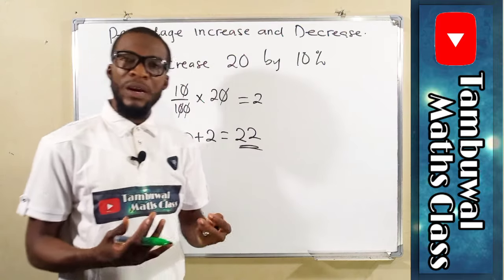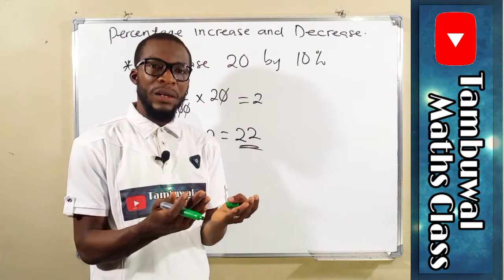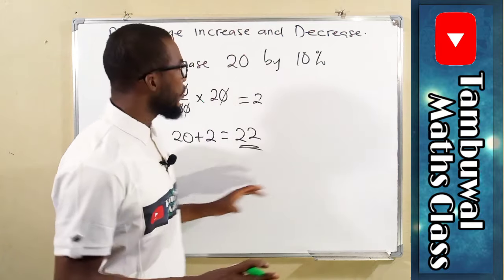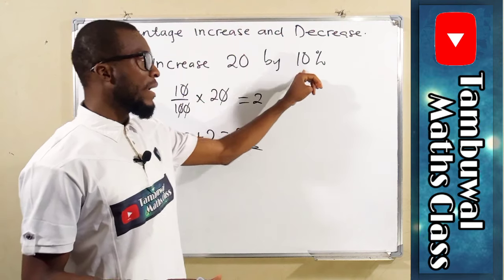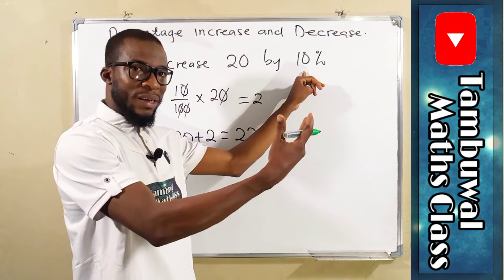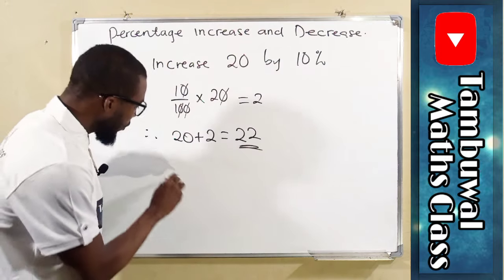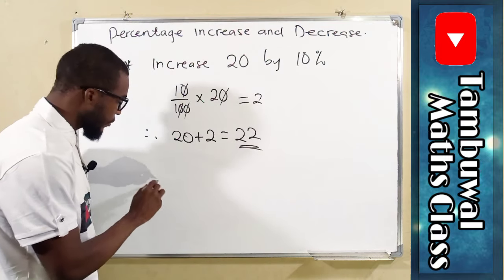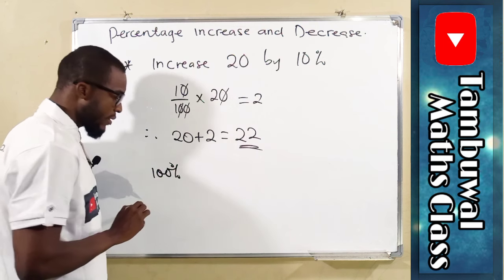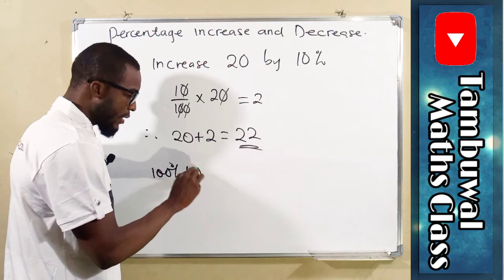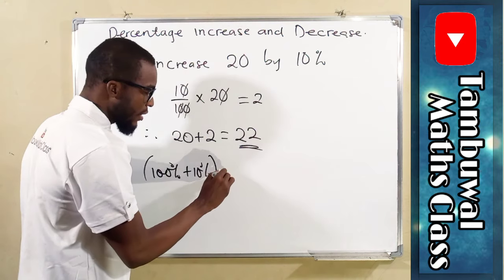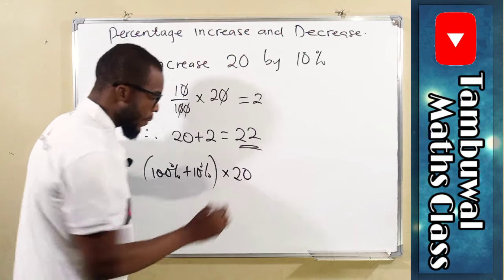Another approach, remember I told you, every number in its original form is 100%. So to increase that number by any percent, all you need to do is add that required percent to the 100. So we have 100% plus 10% of what we have here, which is 20.